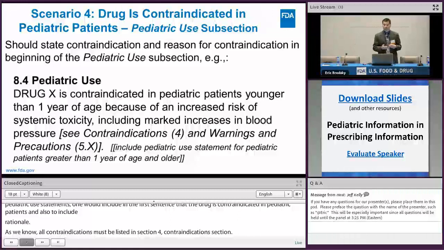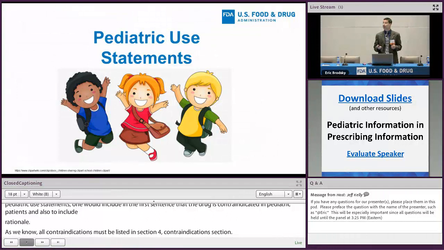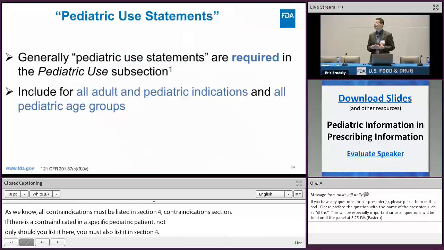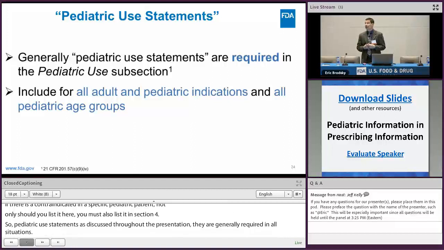So if it's contraindicated in specific pediatric patients, not only should you list it here, you must also list it in section 4. So pediatric use statements, as discussed throughout the presentation, are generally required in all situations, and we want to include that for all indications, indications for adults and pediatric patients, and we want to cover all pediatric age groups.